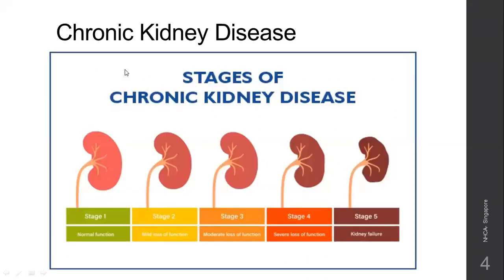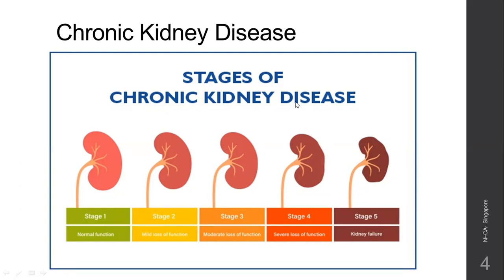Stages of chronic kidney disease. Stage 1, normal functioning kidney, a healthy kidney. Stage 2, mild loss of function. Stage 3, moderate loss of function. Mild loss of function is not symptomatic. You will not be able to find the symptoms that easily. We will come to the diagnostic part later. Now just understand the diseases first.